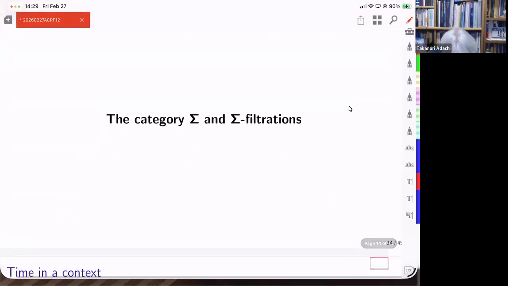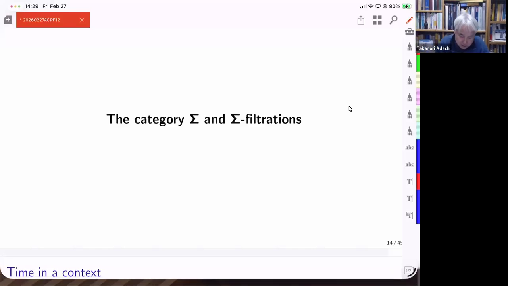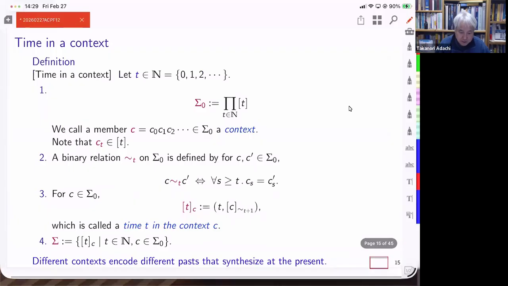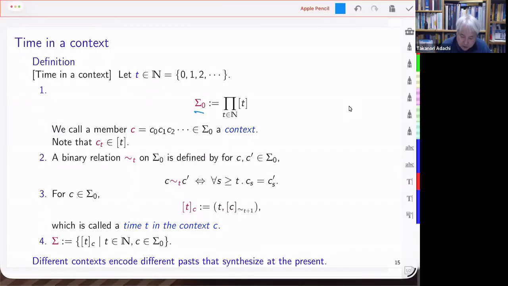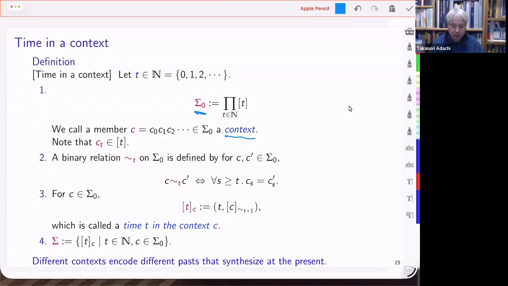Now I'm going to explain our main structure sigma, which we will use for representing our time structure, which is that the present is a limit of the possibly many pasts. This is time in context, our original concept. There's a word context, and the set of contexts is denoted by sigma 0, which is defined as the product of all the bracket T.